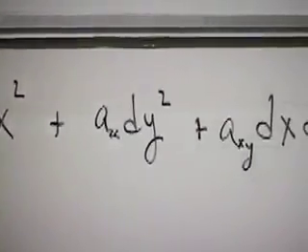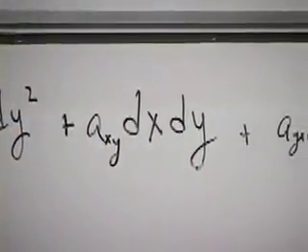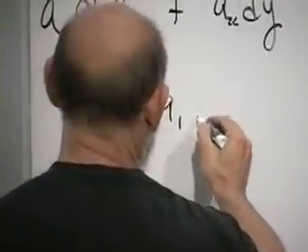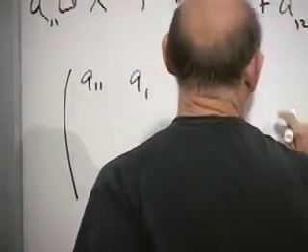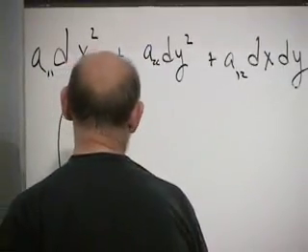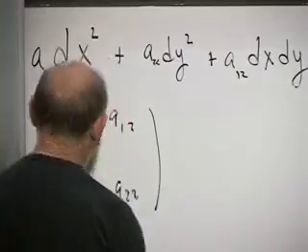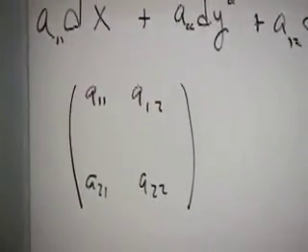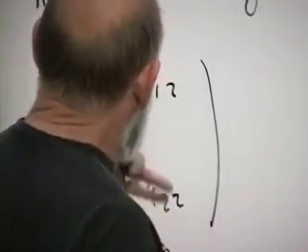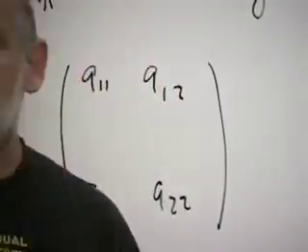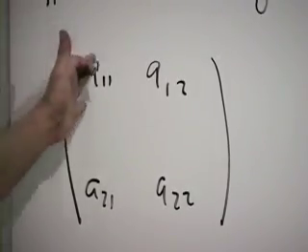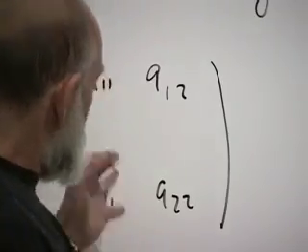Finally, I could display these coefficients A as a matrix. X, Y, A11, A12, A21, A22. Just display them as a matrix. In fact, the matrix is called the metric. And this metric completely encapsulates what the distance between neighboring pairs of points are in terms of four coefficients laid out as a matrix. This matrix is called the metric.